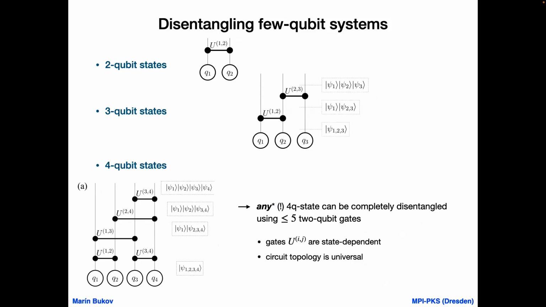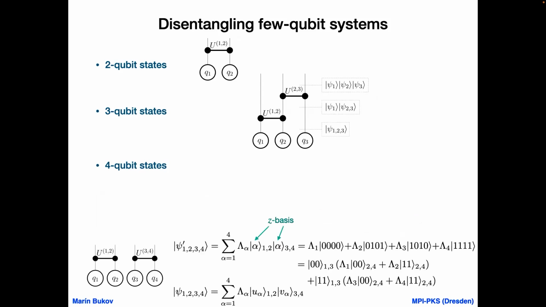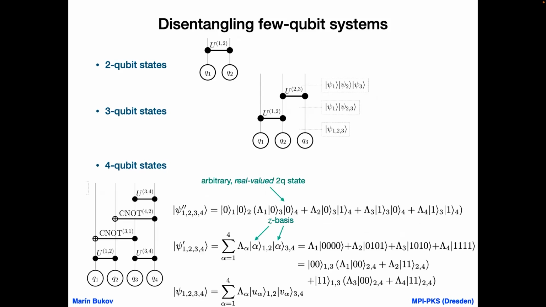But importantly, the gates are state dependent. And then there's something about the circuit topology that I don't want to go into. So this is a statement. You can actually prove this statement, but in the interest of time, let me just skip through. The proof is analogous to what I showed you with the Schmidt-Grams.